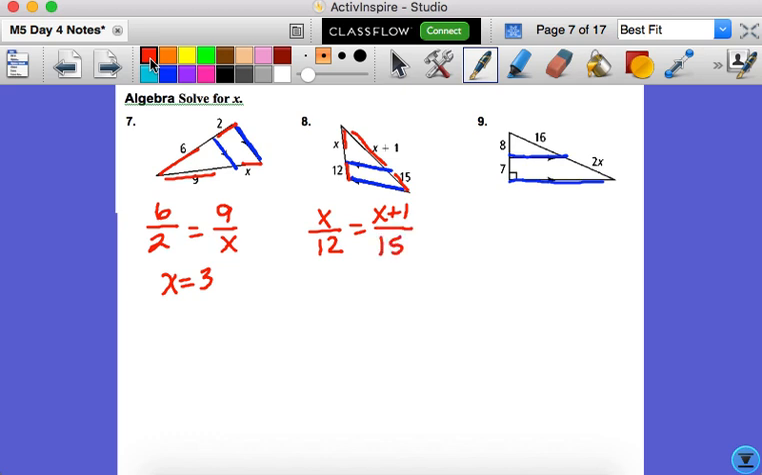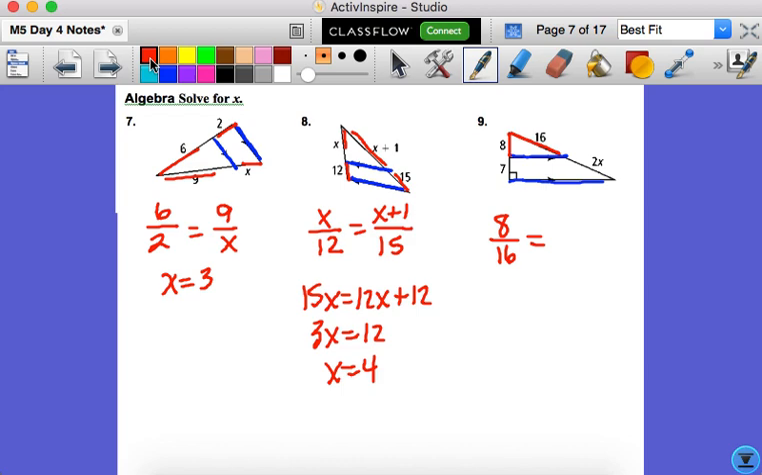Cross multiply, 15x equals 12x plus 12. Therefore, 3x equals 12, which means x is 4. Last but not least, I could also go left to right if I wanted to. I just need to be consistent between the two ratios.